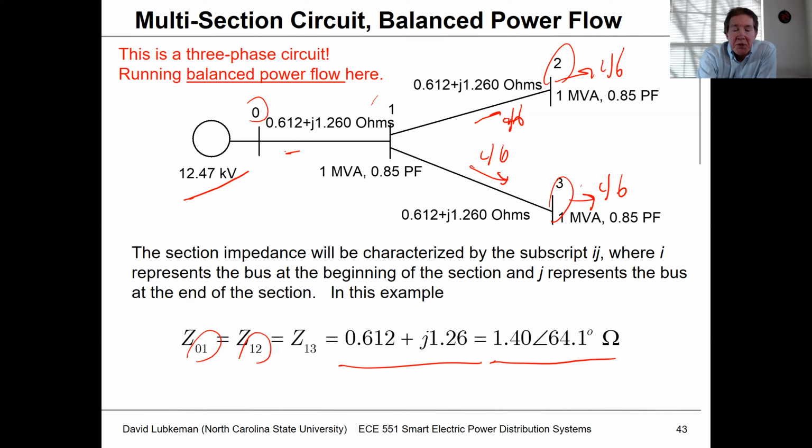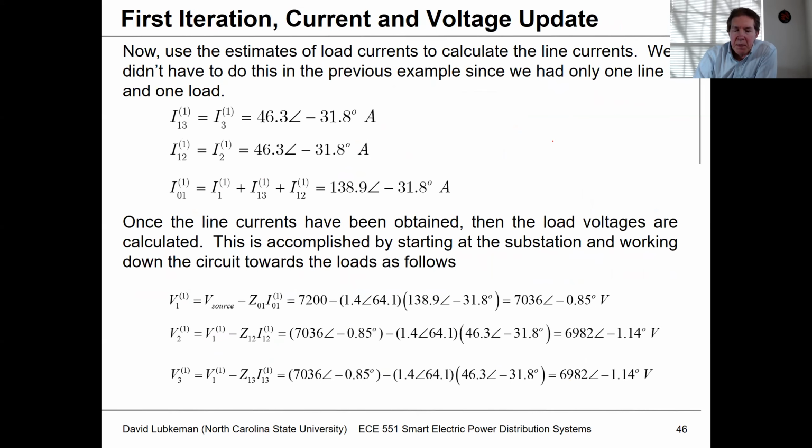Now, if I go up to this particular line section, what do I have for the net current? Not only do I have the 46 amps associated with the local load, but I've got the load associated with all the line segments below that node. So in that case, it's going to be 46 plus 46 plus 46, which is equal to 138.9 amps. So what I'm doing is taking advantage of topology.